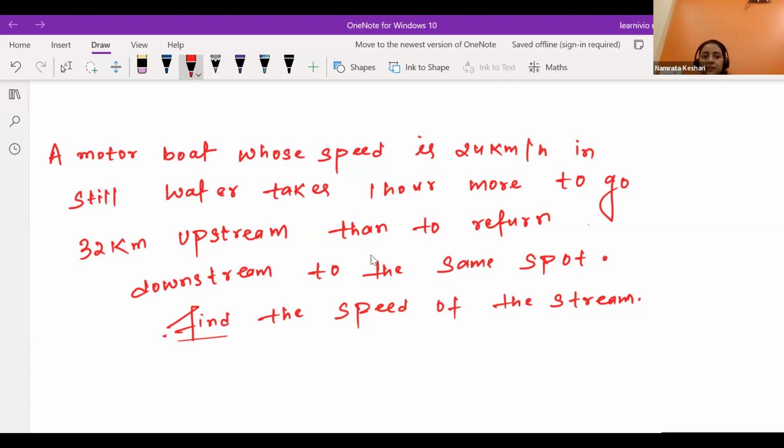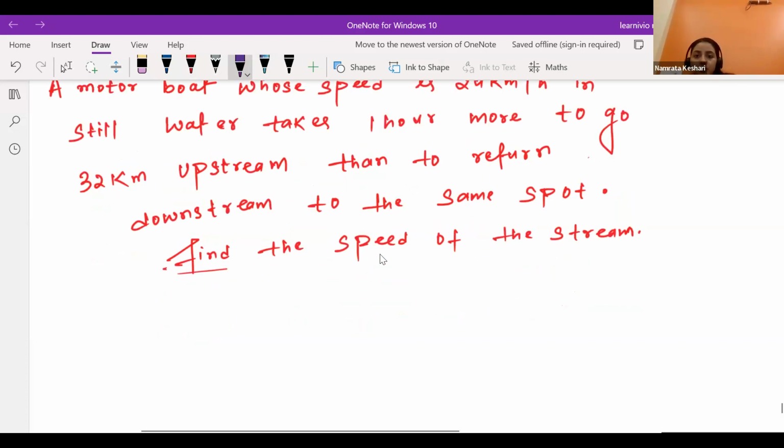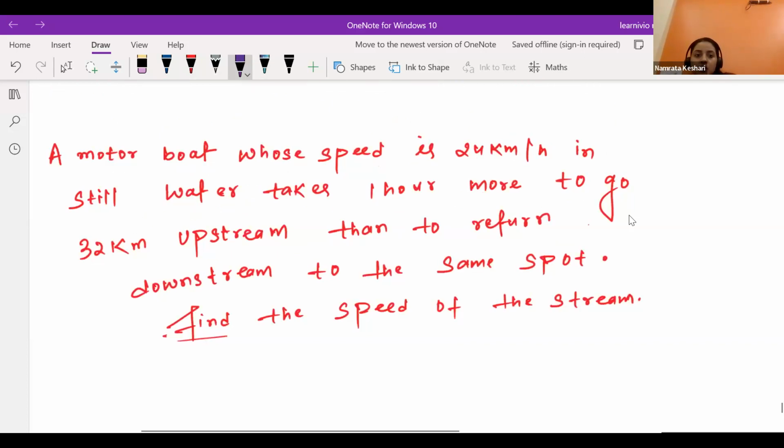Let's discuss it. Okay? Because this type of question we have not done in our class as well. So let's discuss it. If you know, great, you can do it. But I want to discuss this question. So here the question says that a motorboat whose speed is given.